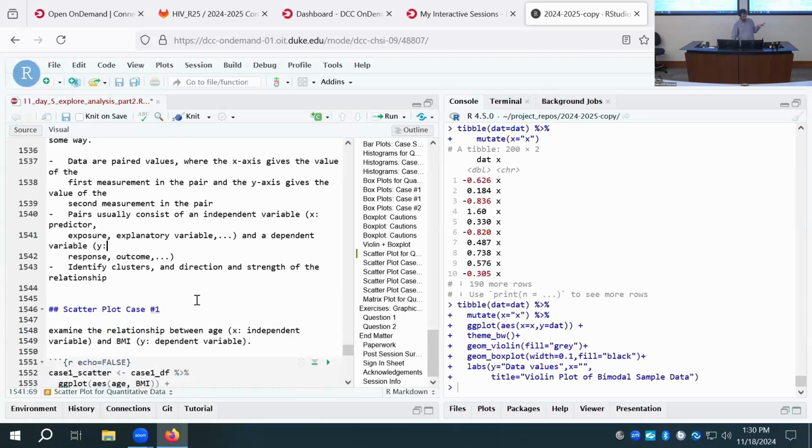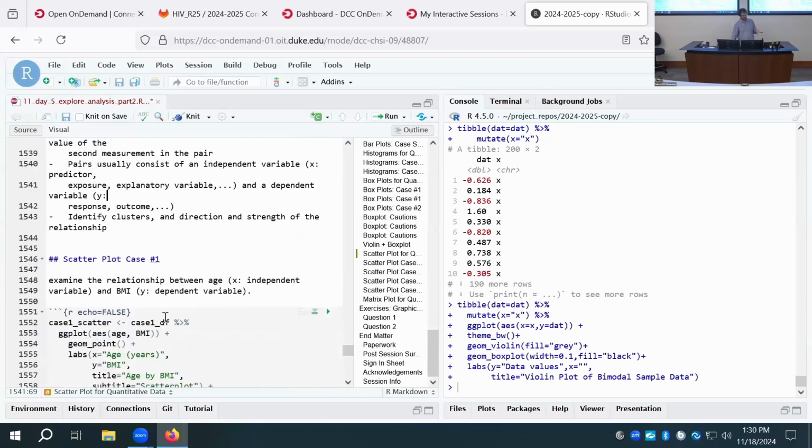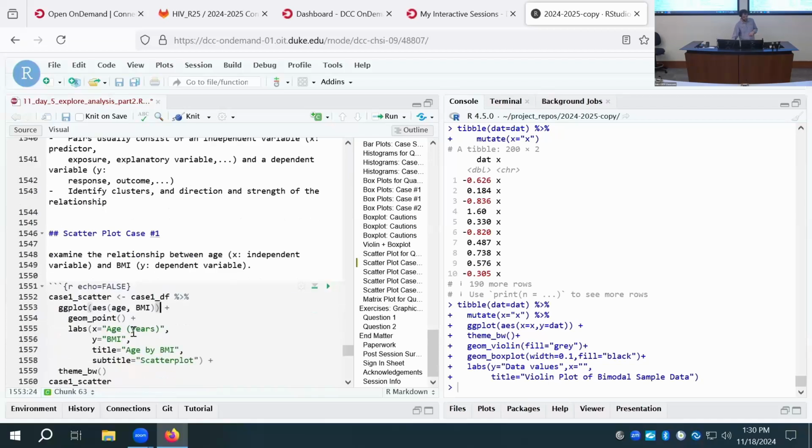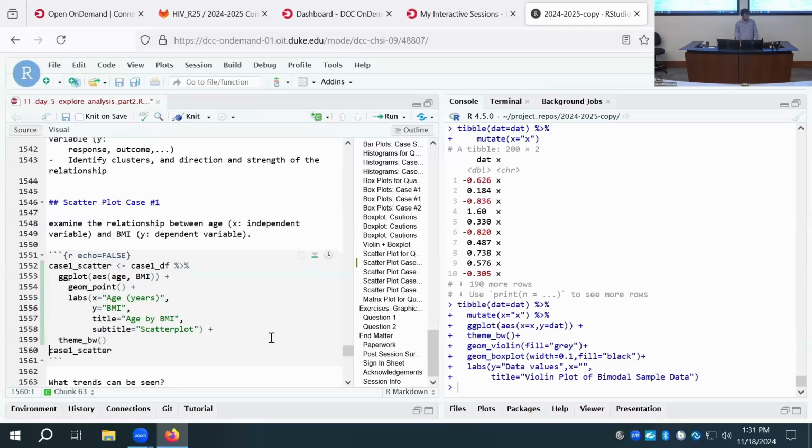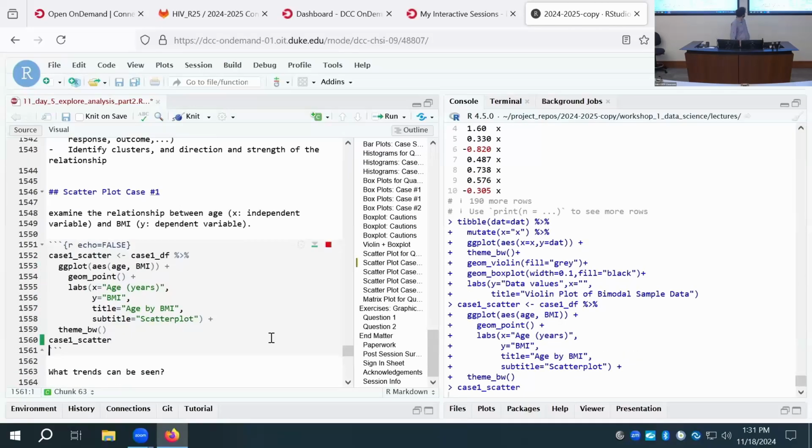So we're going to look at case one, and we're going to look at age versus BMI. The way we do this is we take case one and pass it to ggplot. We're implicitly saying here, X is equal to age, Y is equal to BMI. And then we just put geom point. Then we can give it a label, so title, subtitle, and then I'll give it the black and white theme. So I'm going to run this. Control enter, we'll run that bit, and then control enter, we'll run that.